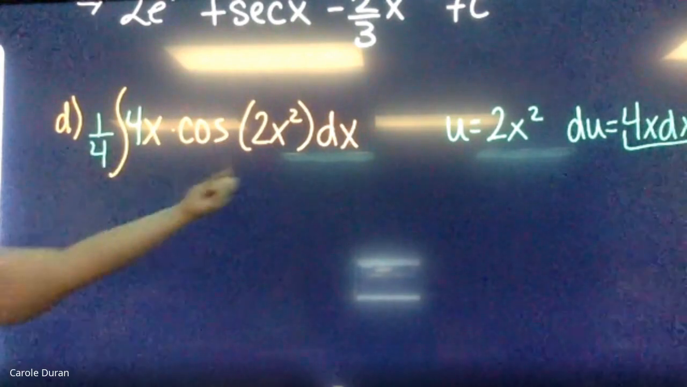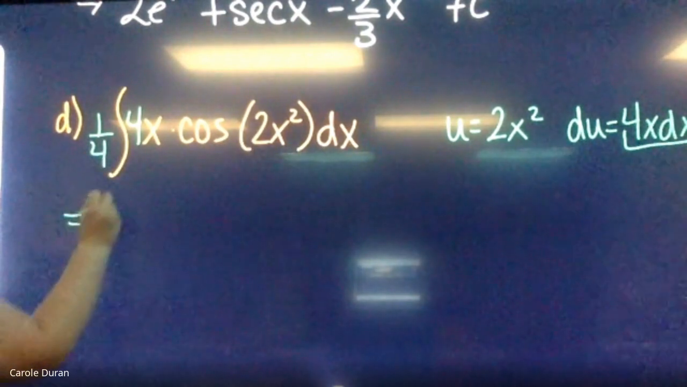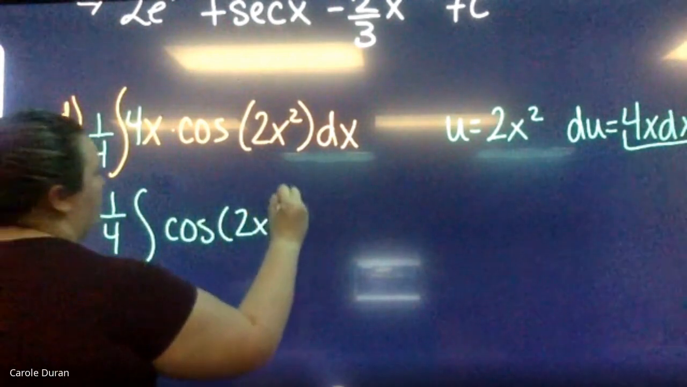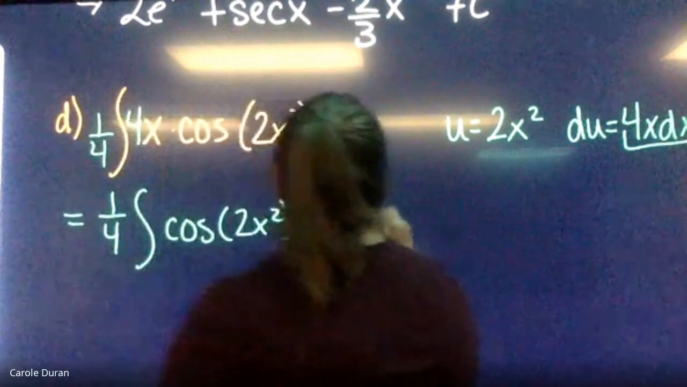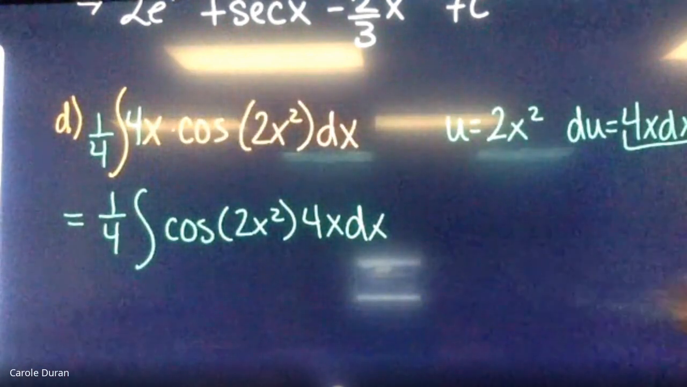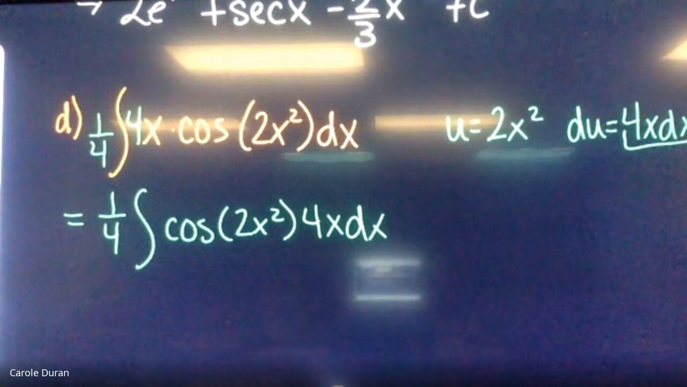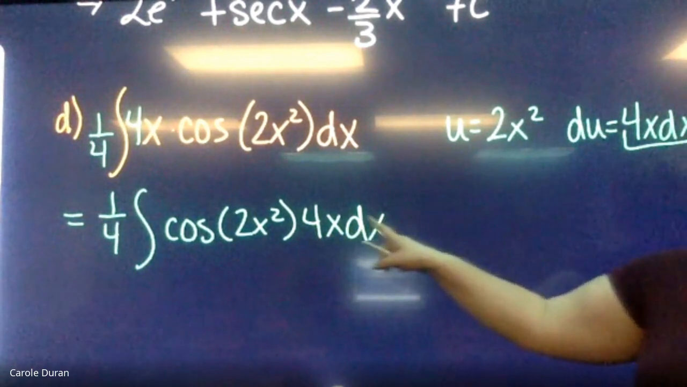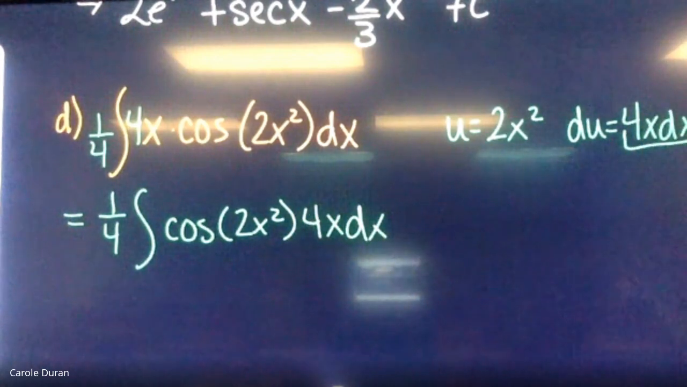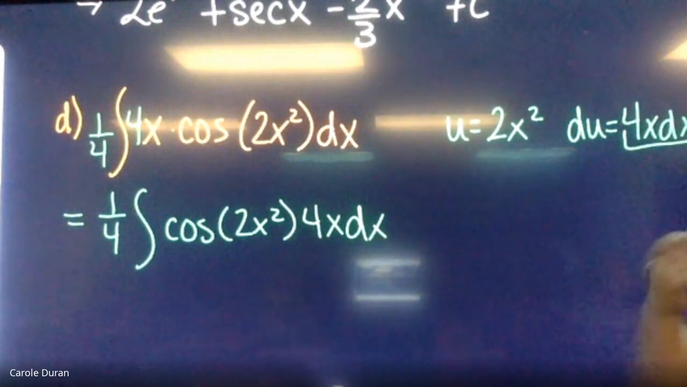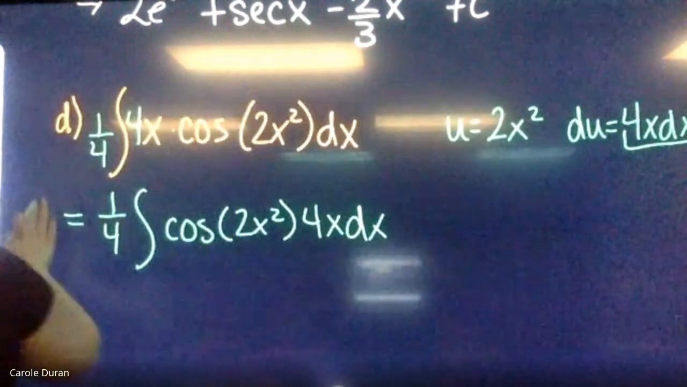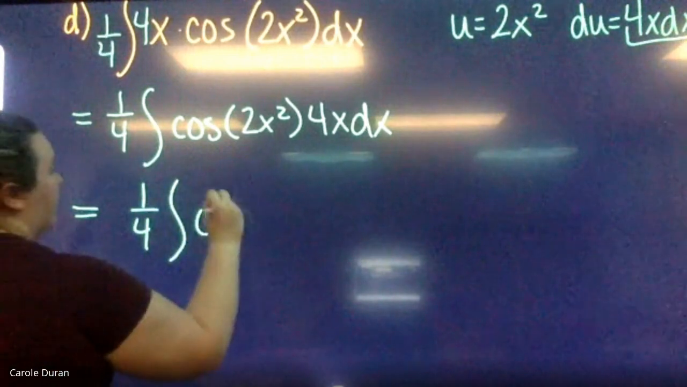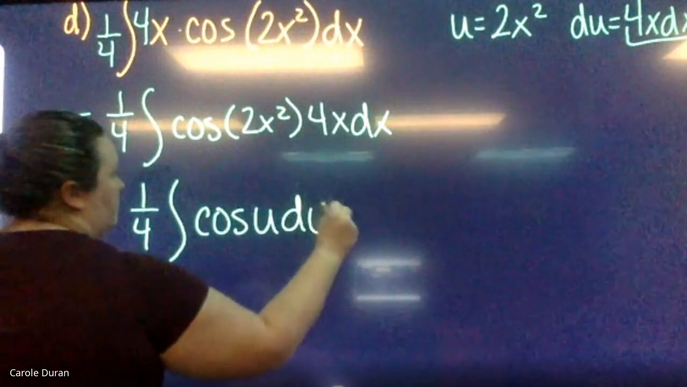So I'm gonna move the 4x over with the dx. So this becomes 1/4 times the integral of cosine of 2x squared times 4x dx. Once I get the derivative to match, I can replace the derivative with du, and I can replace the inside function with u. If you want to do that before, that's okay too. This is how I do it. So now this becomes 1/4 times the integral of cosine of u du.